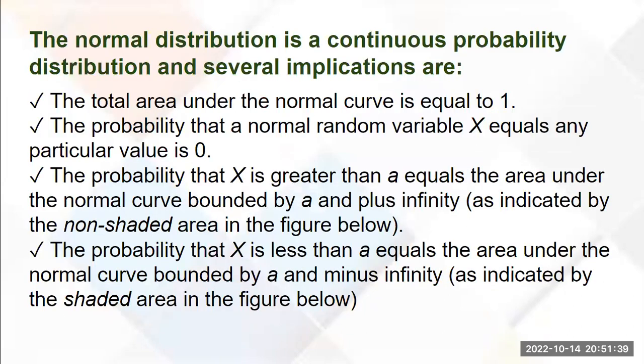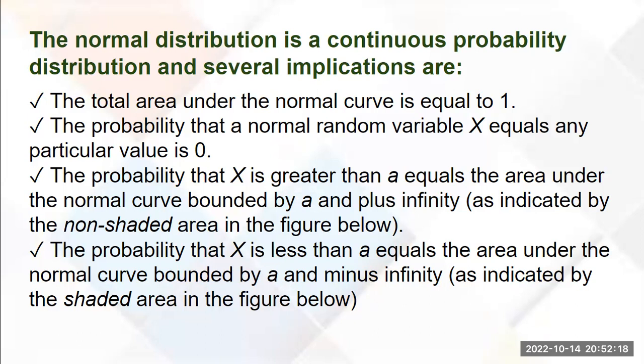The normal distribution is a continuous probability distribution and several implications are: the total area under the normal curve is equal to 1. Sabi ko nga, that is symmetrical. So same ang measure to the left and the right part. That's 50%, 50-50. So 50% is equal to 0.5. So 0.5, then 0.5, that is equal to 1. The probability that a normal random variable equals any particular value is 0.